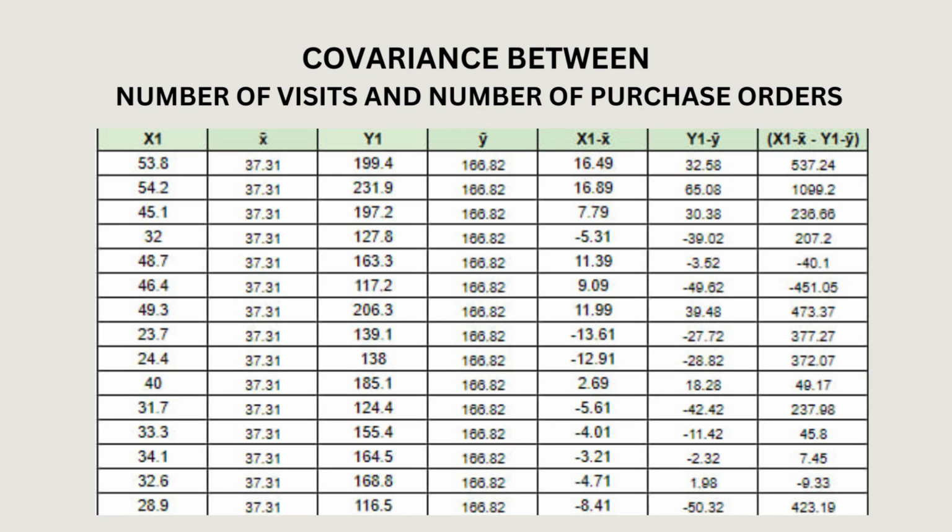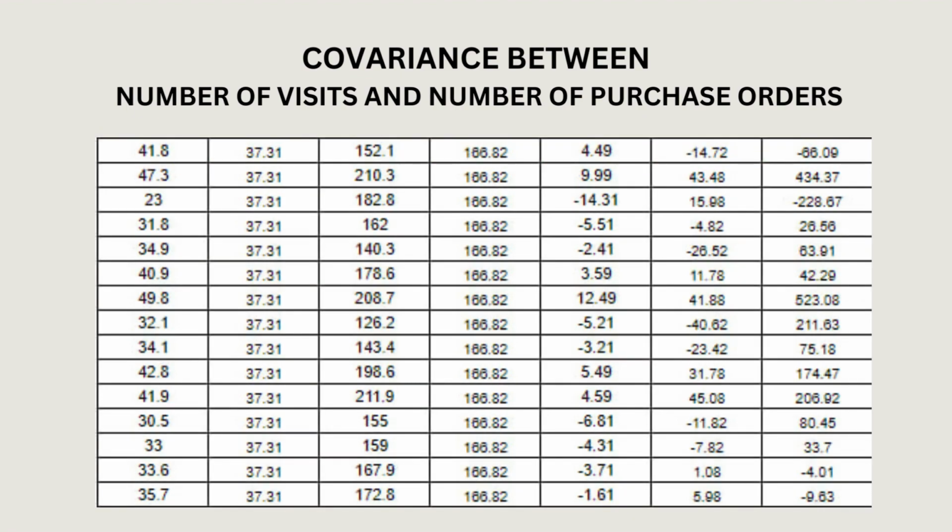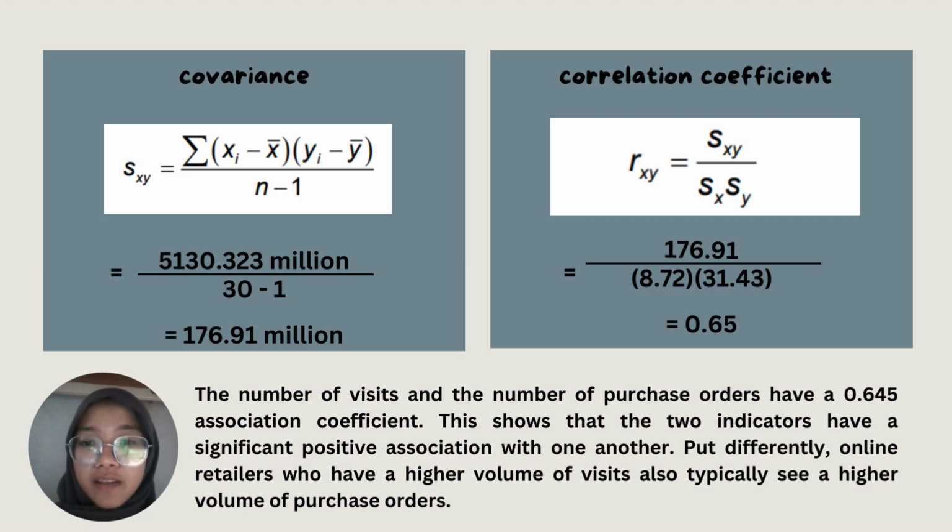The same goes for the y data, which is 199.4, multiplied by 166.82, and you'll get 32.58. And you just have to multiply both of them, and you'll get the answer, and so on for the rest. And here is the final answer for covariance, which is 176.91 million. For the correlation coefficient, we just have to divide it by the standard deviation for x and y, and you're going to get the answer 0.65.